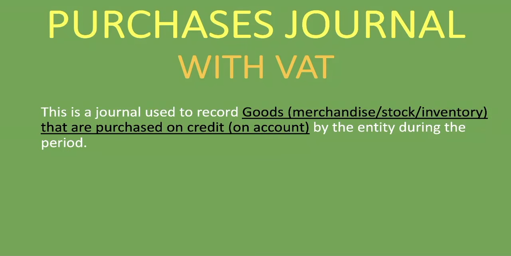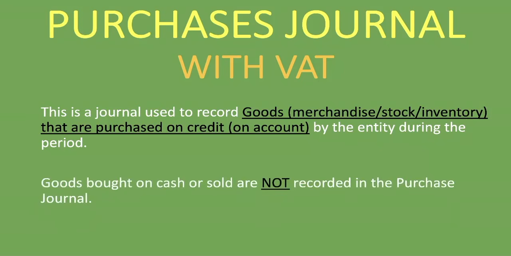So what you see on the purchases journal is what has been bought on credit and what we owe our suppliers or our creditors. It's important to also note that goods bought on cash or sold are not recorded in the purchases journal. So if you bought goods on cash, that does not go into the purchases journal. That goes into the cash payments journal. Now, we've done many other journals as well before. You'll find them in the links in the description below.